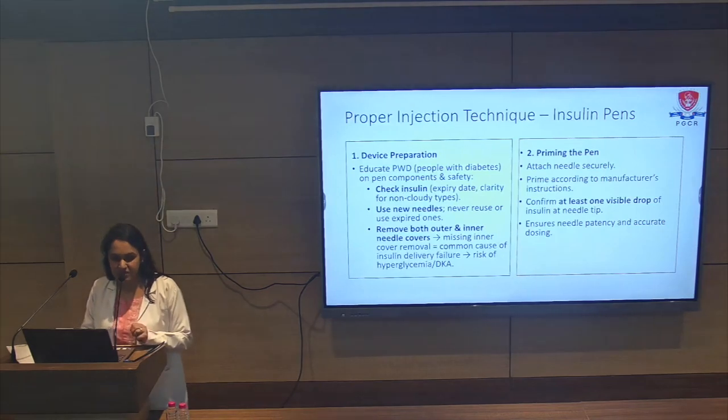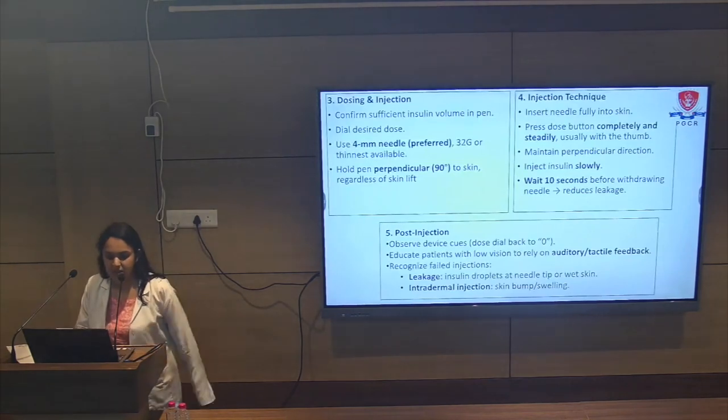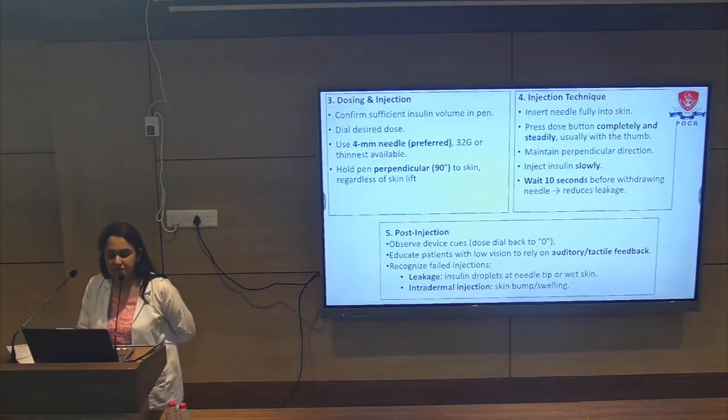We always prime the pen: attach the needle securely, prime according to the instructions, and confirm at least one visible drop of insulin at the needle tip. This ensures needle patency and accurate dosing. Now we have to confirm there is sufficient insulin volume in the pen. We dial the desired dose. We use a 4 millimeter, 32 gauge needle. Hold the pen perpendicular to the skin regardless of skin lift.